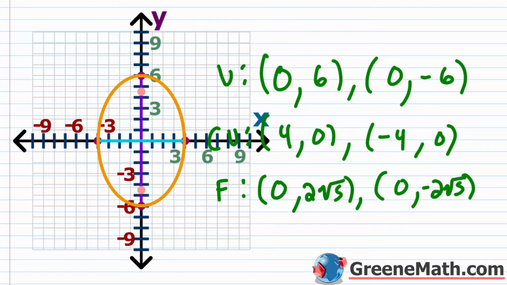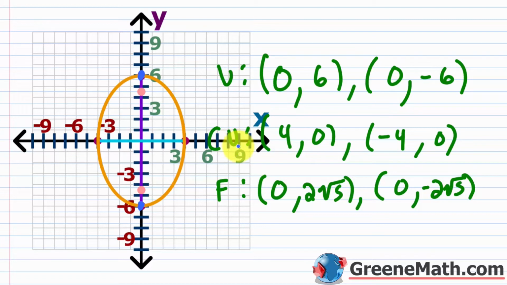And I'll just go through and label some points real quick. So we have the vertices, again, 0, 6 and 0, negative 6. You see 0, 6 is here and 0, negative 6 is here. These are the vertices because this purple line segment is the major axis, from 0, 6 down to 0, negative 6. This is longer than this one, so that's why this is the major axis, and that's why these are the vertices.